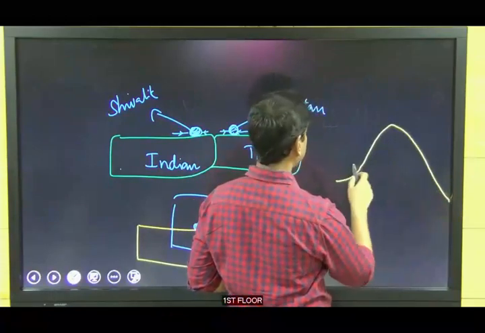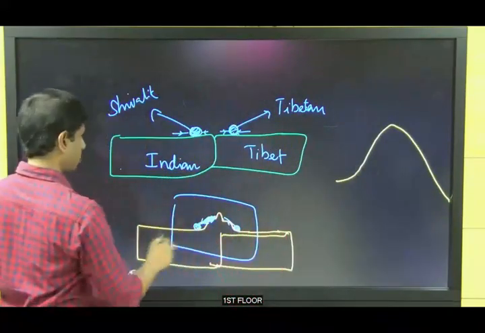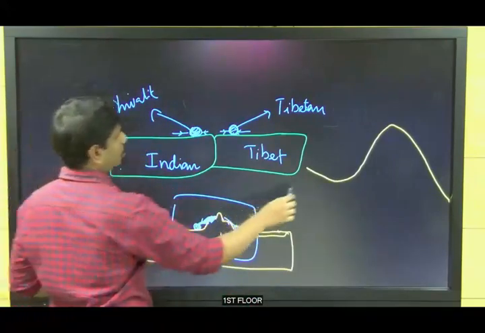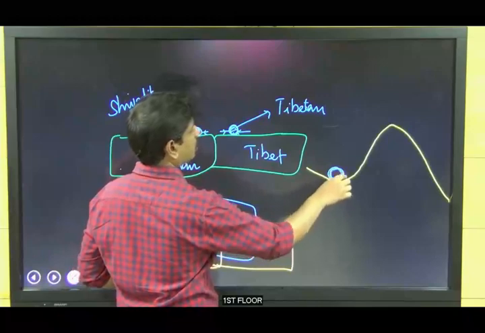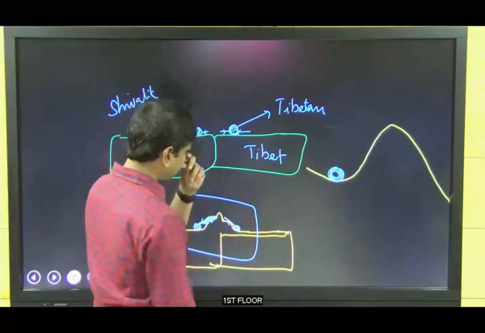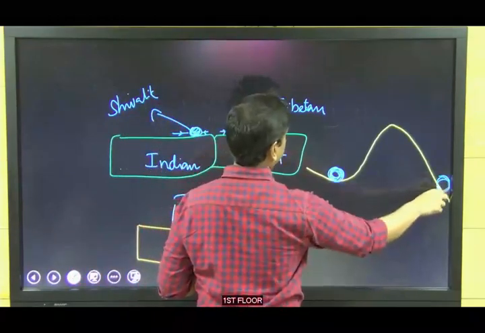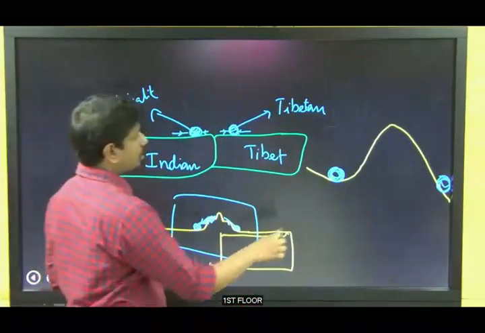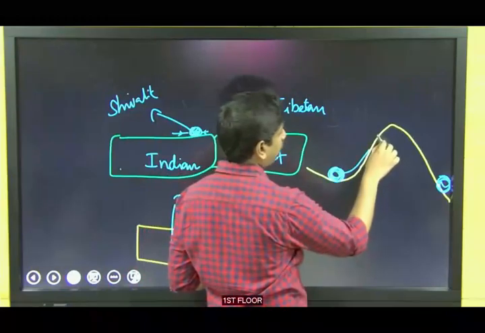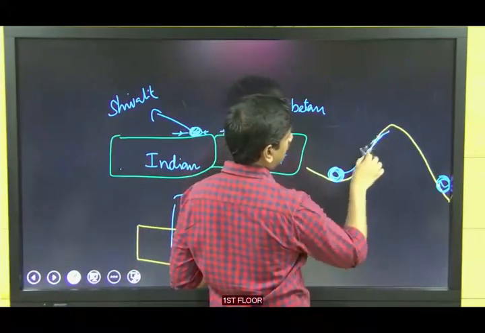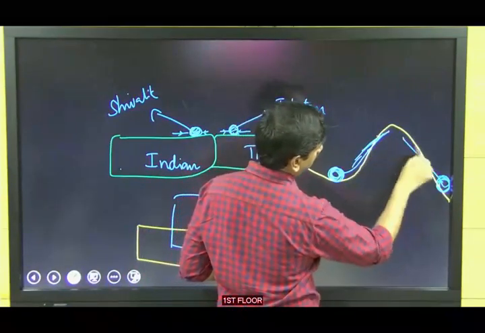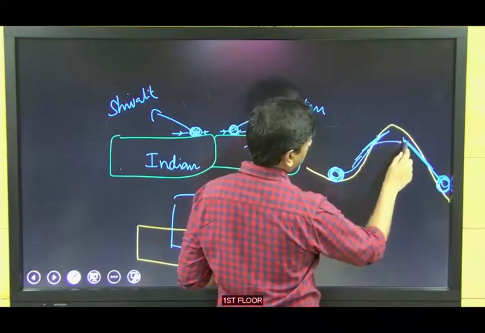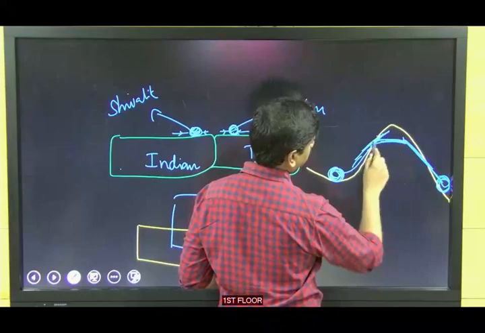This is the Himalayas. In the valley, on this side there was the Shivalik river, and on that side there was the Tibetan river. The tributaries which were flowing from the hills started eroding. This side also started eroding, this side also started eroding. And at some point of time, after some time, they met.